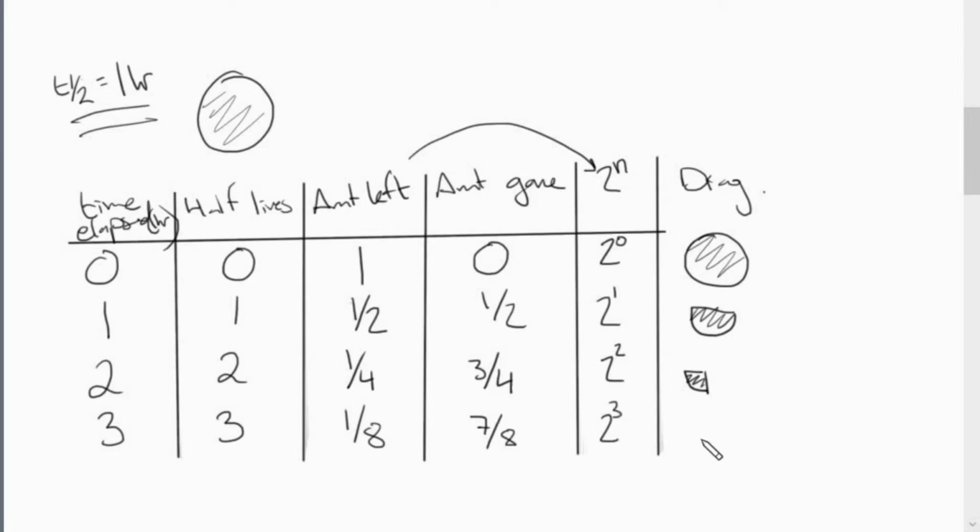So how much is this going to be? 1/8, something around this. Alright? And then, last one, say 4 hours have gone, 4 half-lives. How much is left? 1/16. How much is gone? 15/16. And 2 to the power 4. And this is going to be a small slice, basically 1/16. Does this make sense to everyone?